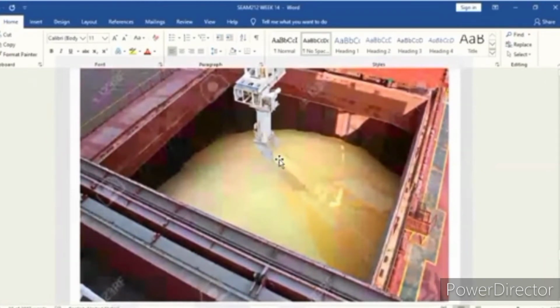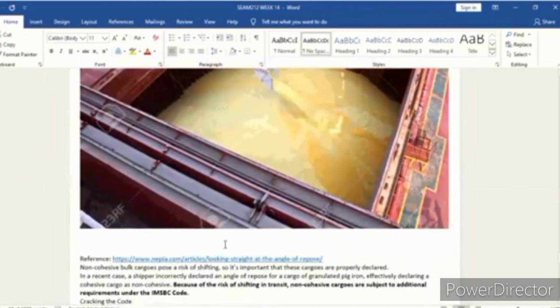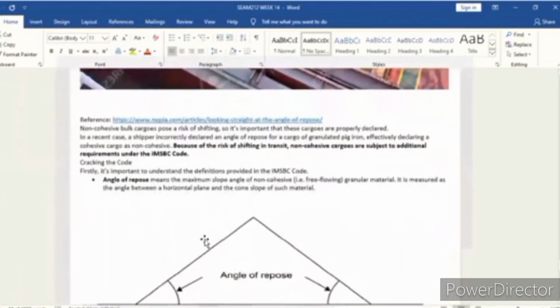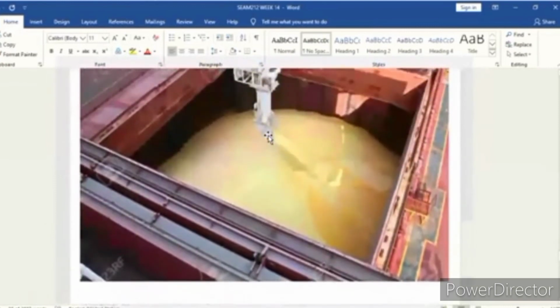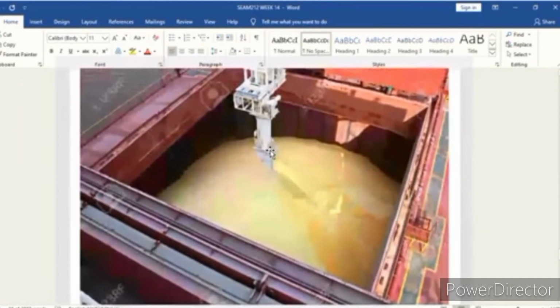This is the cargo sample. There will be an empty area or lack of quantity of cargo here, so you can move the trimming equipment position and move here to load, balancing the load evenly instead of having this triangular form of the cargo. You can make a proportionate distribution of the cargo using trimming equipment. You can move this equipment through 360 degrees, and it will avoid shifting cargo.